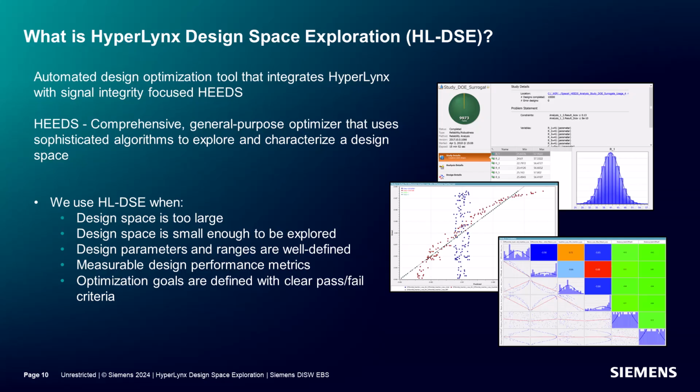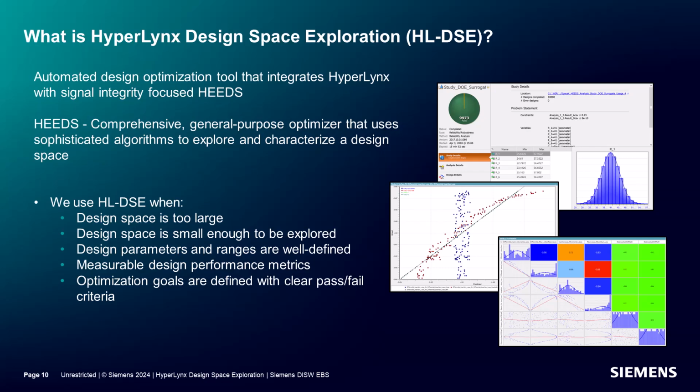You should consider using Hyperlinks DSE when the design space is too large to be characterized by conventional means, so when you're running into thousands or even millions of experimental combinations. Or if there is a reasonable number of design variables with well-defined values and clearly defined metrics that could be used to measure design performance.